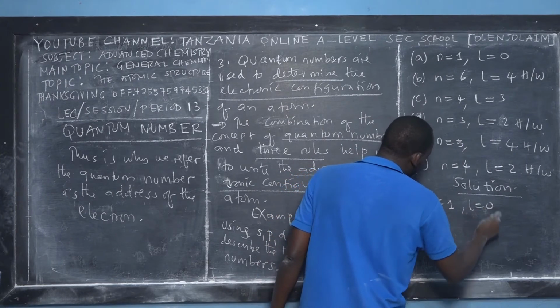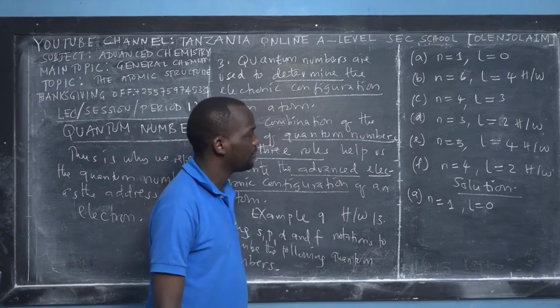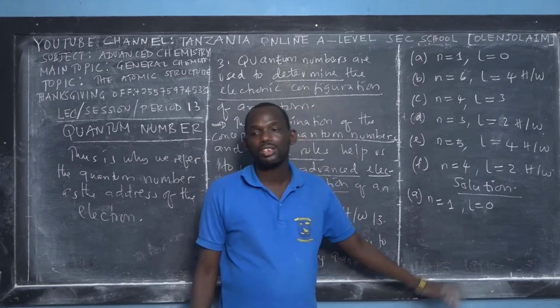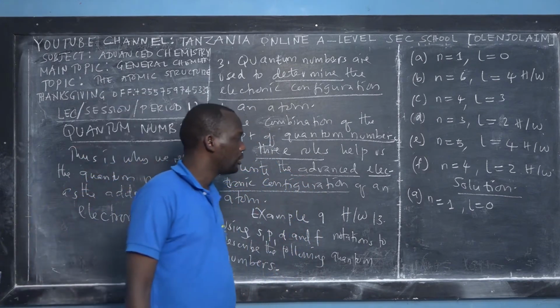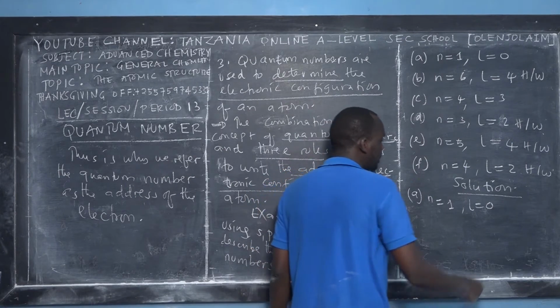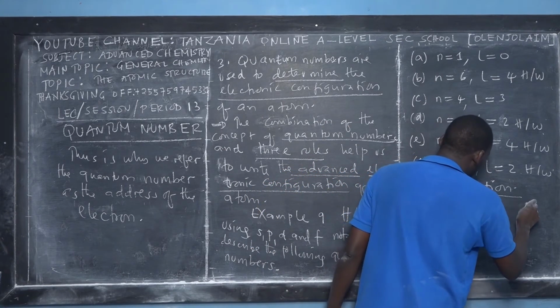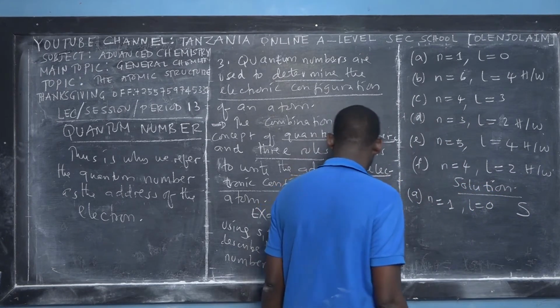Subsidiary quantum number will be given 0. First of all, forget about the given subsidiary quantum number. If you want to determine the subsidiary quantum number for the first shell, it's equal to what? 0. So it's right. So what is the orbital there? In the first shell, we have only one s sub-orbital.